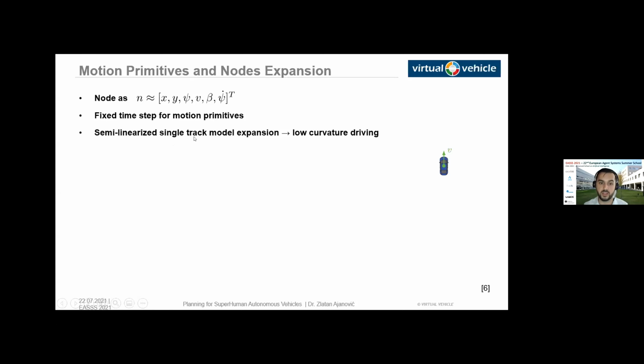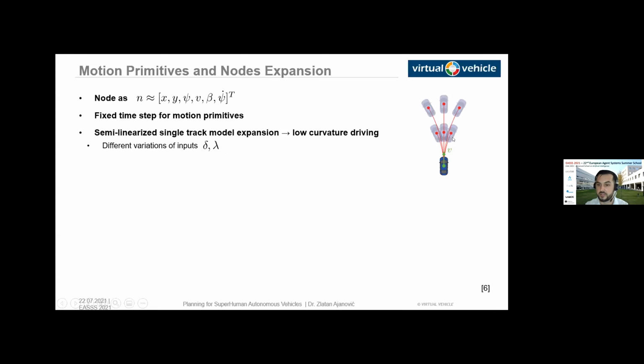So we have a semi-linearized single track model expansion. This is only for low curvature driving, so close to straight driving. And we do different variations on inputs. So delta is the steering wheel and lambda is the wheel slip. So this is a longitudinal acceleration. Yeah, equivalent. And we use these two variations to generate different motion primitives for low curvature driving.